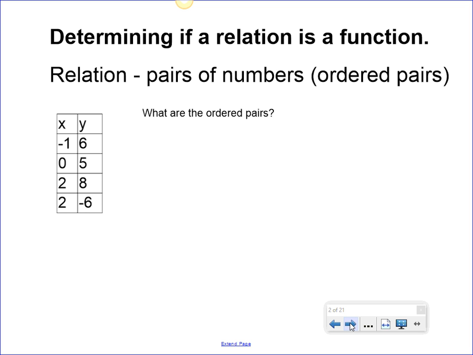So what are the ordered pairs here? If I said this is my t-chart, hopefully we can realize that my ordered pairs would be (-1, 6), (0, 5), (2, 8), and (2, -6). So hopefully we can determine some ordered pairs just from tables. That's the first thing we want to be able to do.